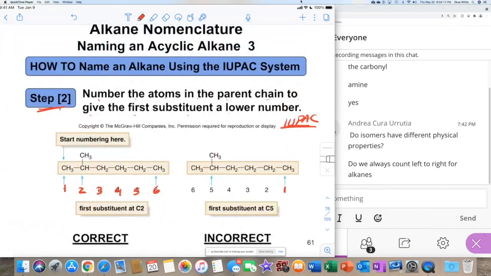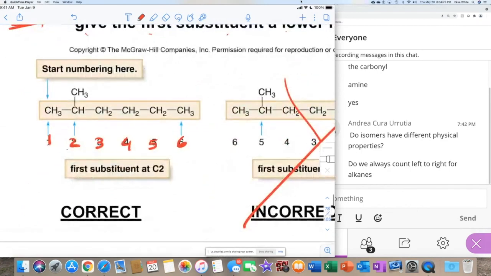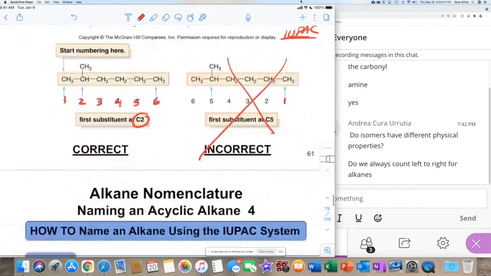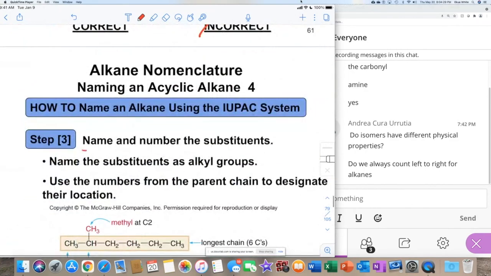So we start from the busy side, the side that has a side group. Okay, so this is not right and this is right: 1, 2, 3, 4, 5, 6. So we're saying the side group is attached to carbon number 2. Now it says name and number the substituent. This is the side group.